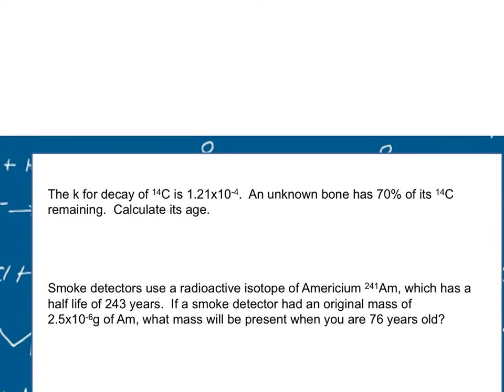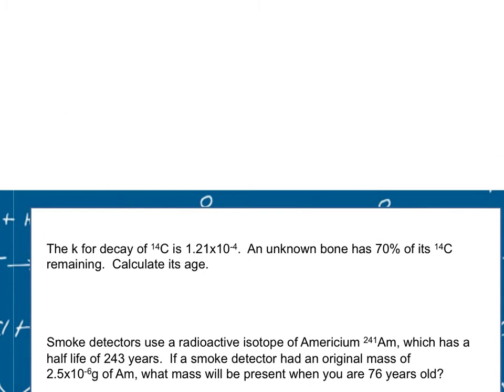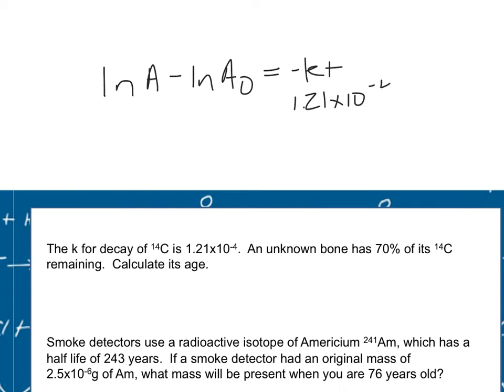Okay, I want to give myself some extra room to do this. So we have some carbon-14, which is a radioactive element of carbon, and it's decaying, and it has a decay rate of 1.21 times 10 to the -4th. So since we're first order, I'm going to be setting up my equation here, and I'm going to fill in my K. And they're wanting us to solve for T, for how old it is.